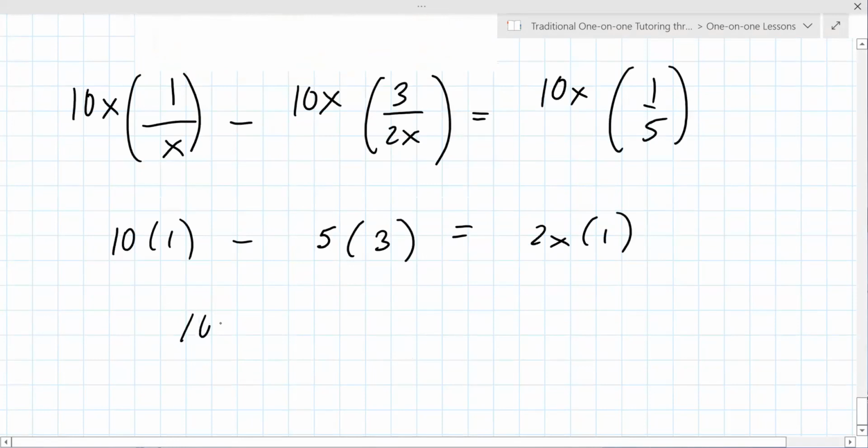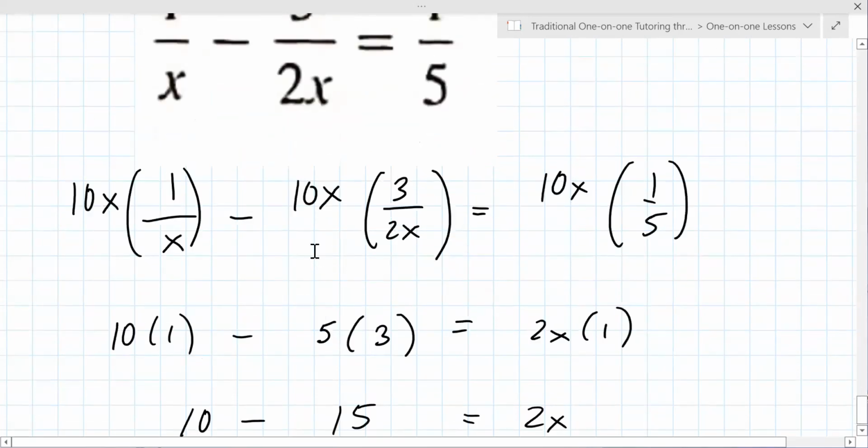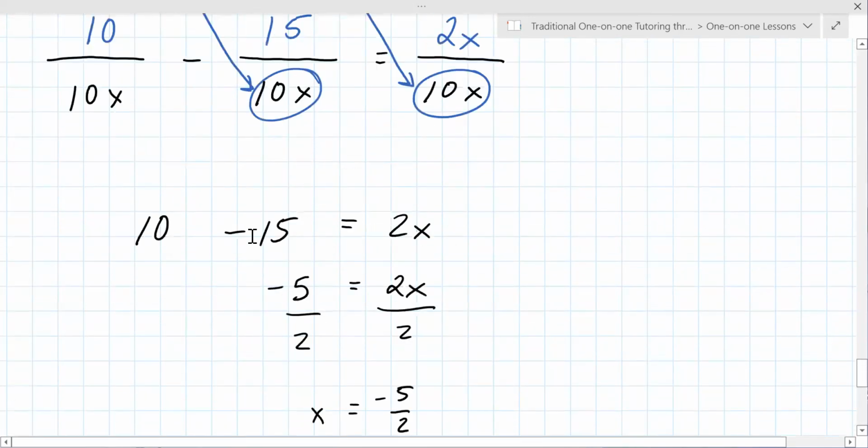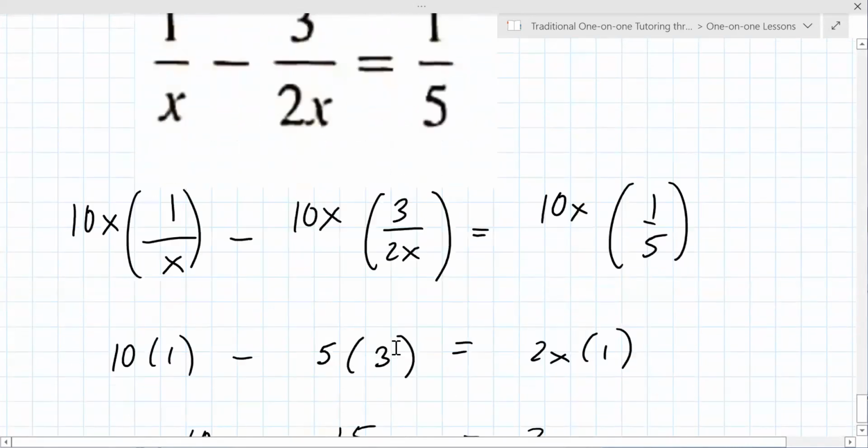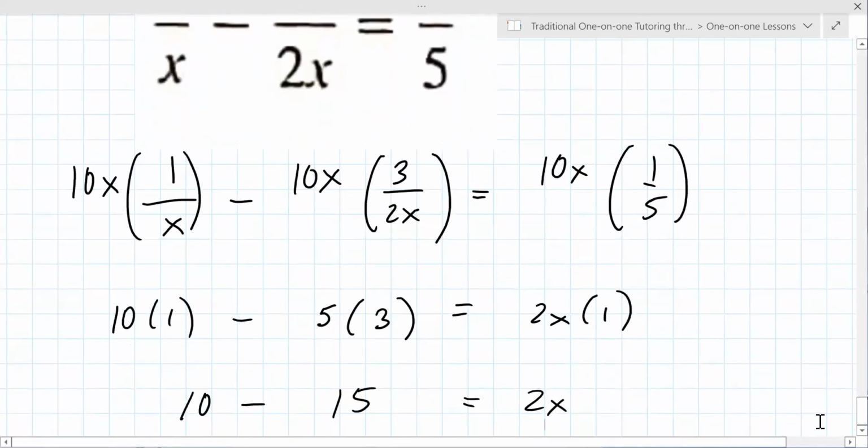So now when you multiply, you get 10 minus 15 equals 2x. And notice this is the exact same line we got here. Right. Okay. And so you might say, well, Matthew, that makes sense. Like, why wouldn't I do that on every problem? Well, you can absolutely do this. And I'm not discouraging you from this.